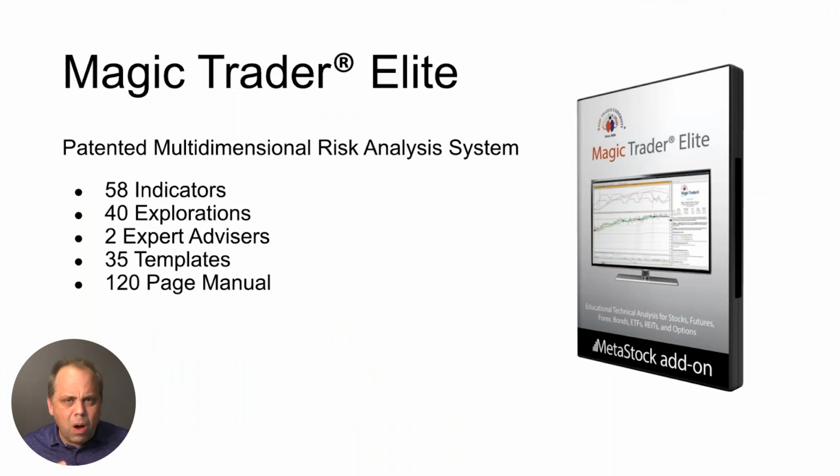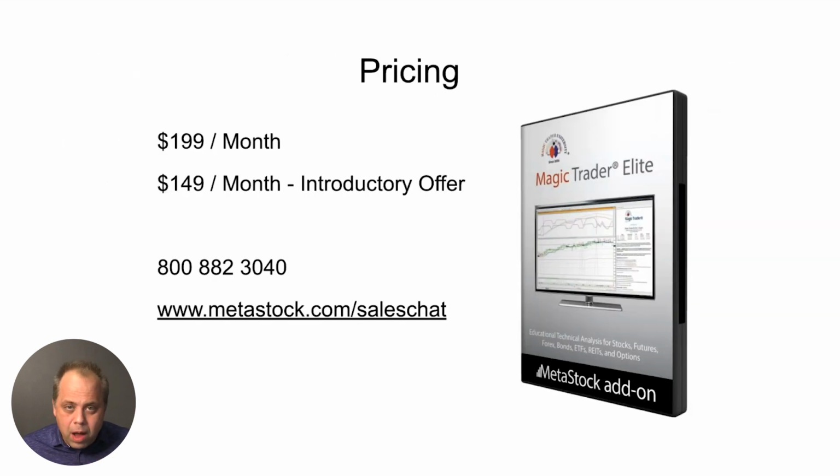We're not going to be able to go through all 58 indicators. The goal that I have for this demo is to give you an idea of what's included in the ingredients so that you take a trial. As part of this add-on, it's one of the biggest add-ons we've developed. It's probably the biggest add-on we've ever designed. It's got 58 indicators, 40 explorations, 2 expert advisors, 35 templates, and a very well-written 120-page manual. It is a software that I think does a really good job of giving a lot of different information to you in a very visual, very easy to understand way.